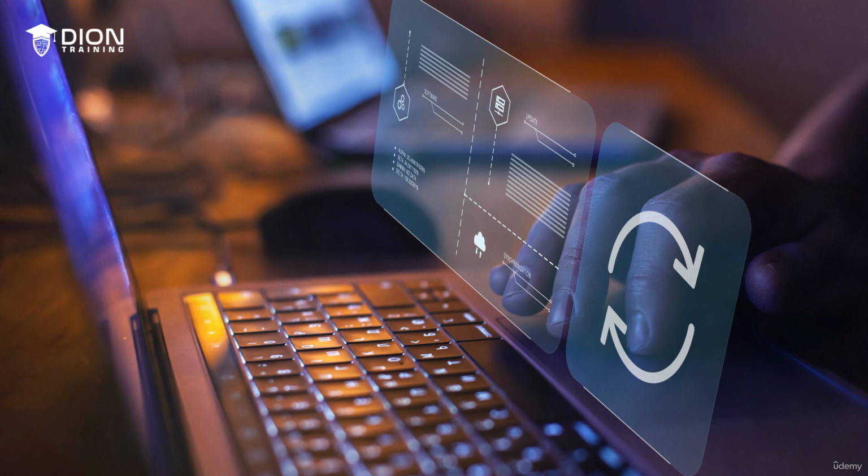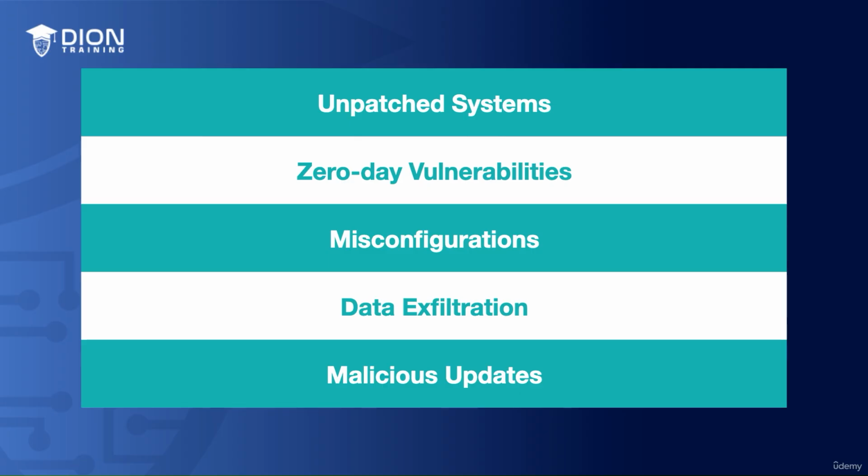So remember, while the vulnerabilities in operating systems can be varied and sophisticated, including unpatched systems, 0-day vulnerabilities, misconfigurations, data exfiltration, and malicious updates, your protective measures don't always have to be complex in order for them to be effective. From patching regularly to encryption to configuration management, we have the ability to significantly enhance the security of our devices and our data by using some common defense in-depth measures.